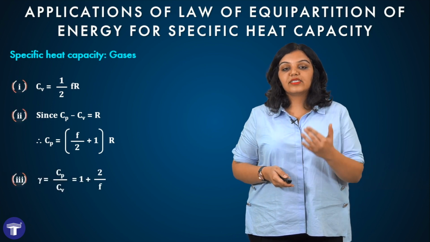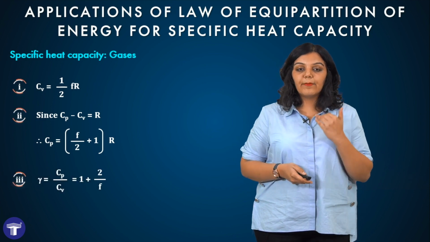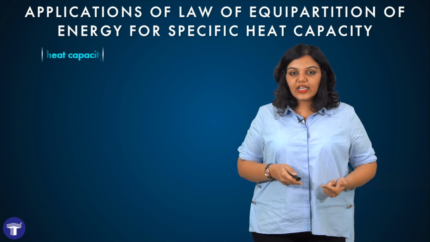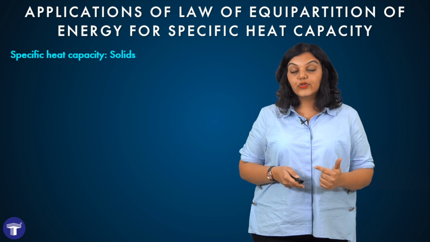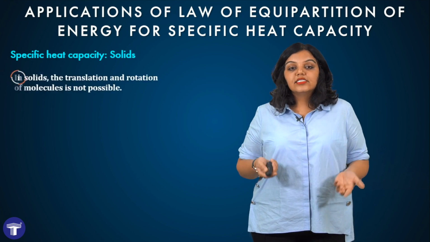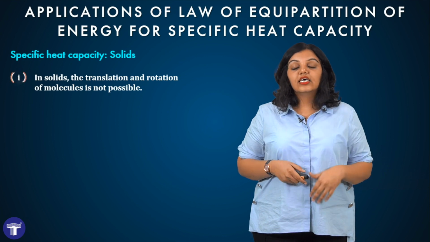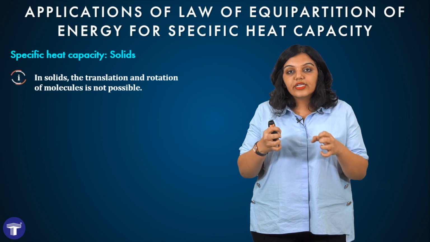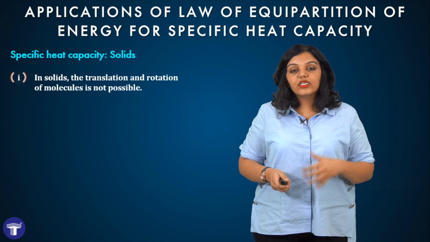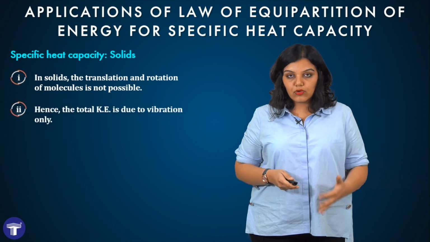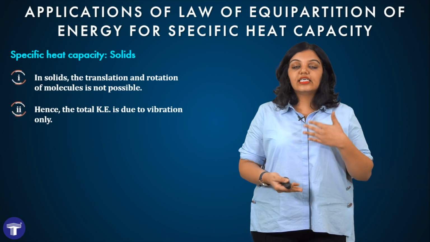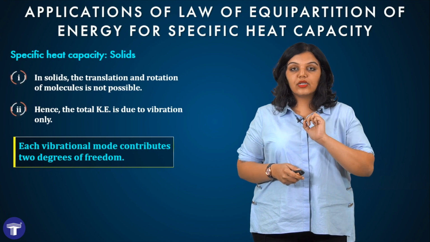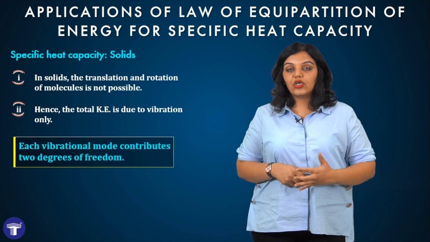Similarly, I can also find the specific heat ratio, that is gamma, which is equal to Cp by Cv. It will be given by 1 plus 2 by F. Now I can also find the specific heat capacity in case of solids using the law of equipartition of energy. Simply speaking, we remember that in solids, the translational and rotational motions are not possible because the molecules are rigidly fixed to their centers, and therefore the only motion that is possible is vibrational motion, and therefore the total kinetic energy in a solid for a molecule is due to vibration only, and therefore each vibrational mode will contribute to the energy of the molecule.